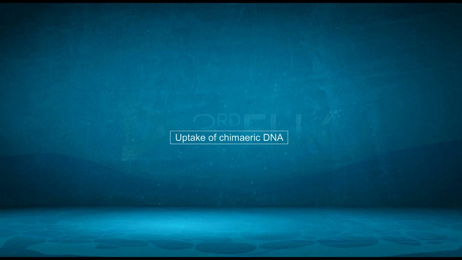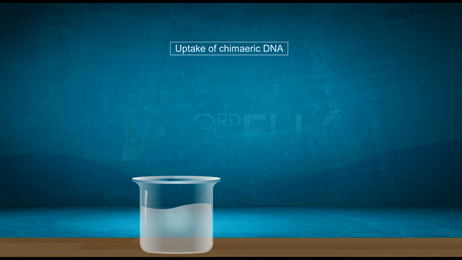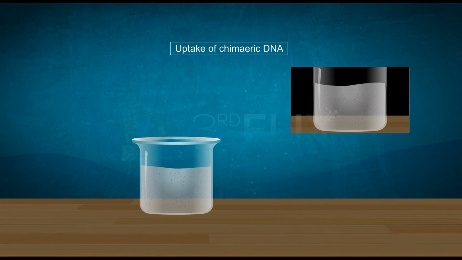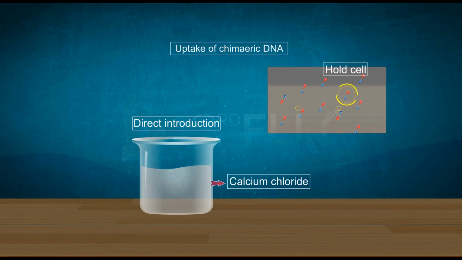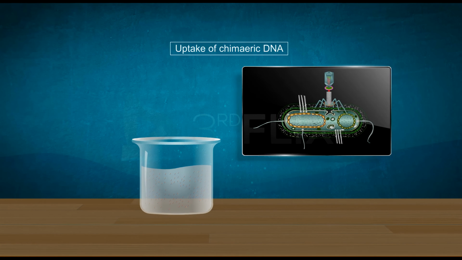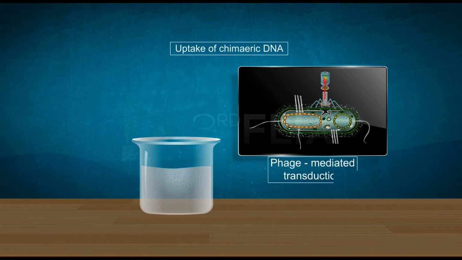Uptake of chimeric DNA. Chimeric DNA is introduced directly by using calcium chloride or by the process called phage-mediated transduction.